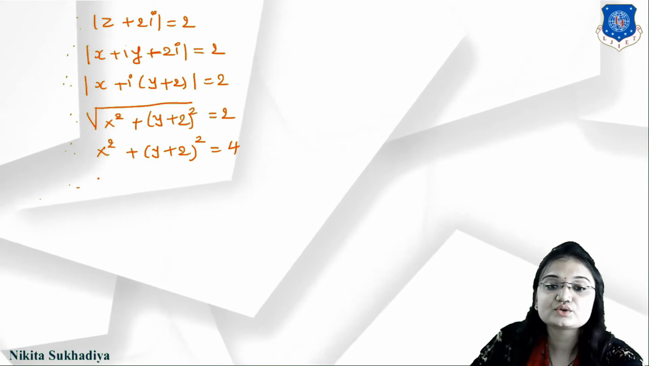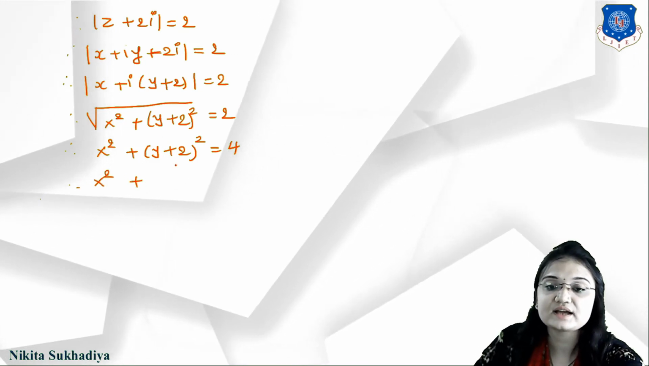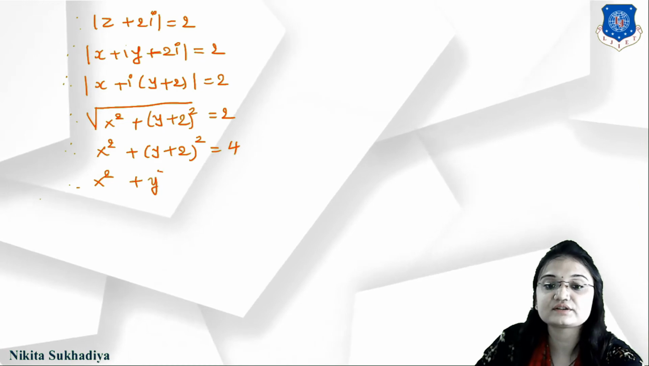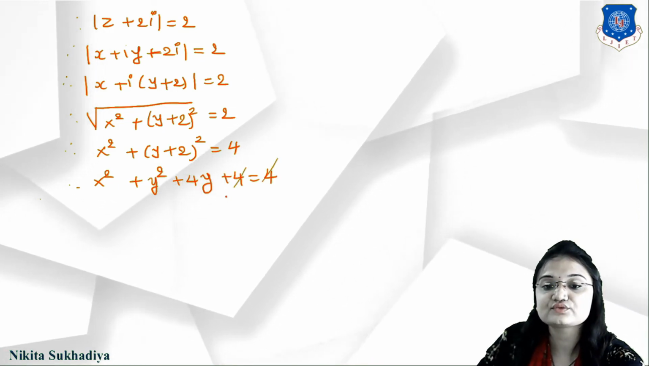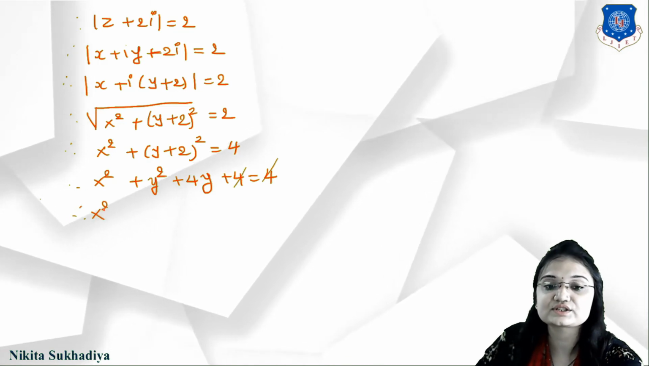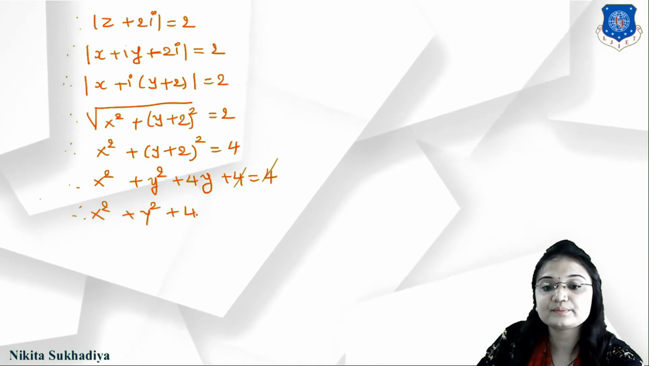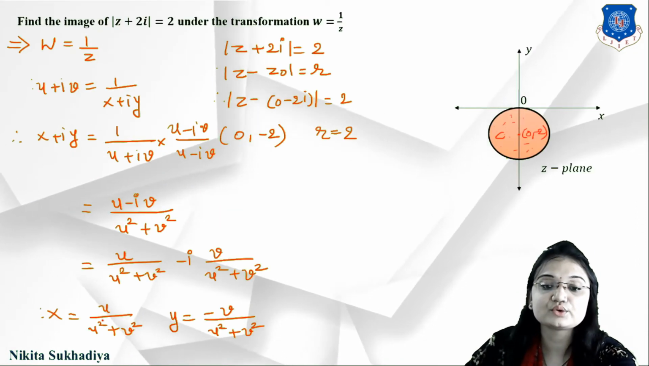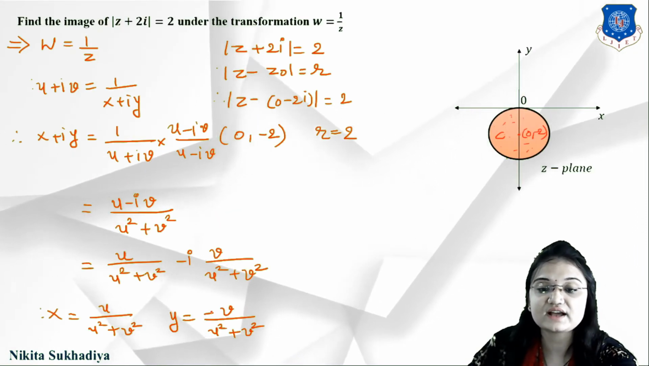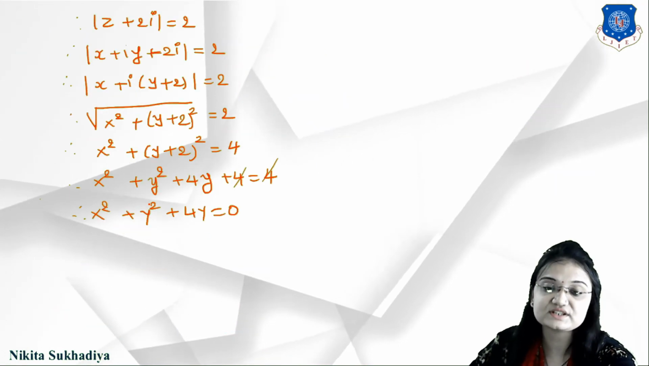Okay, so this is x square, and by solving this we will get y square plus 4y plus 4 is equal to 4, and this 4 cancels out, so we will get x square plus y square plus 4y is equal to 0. Now we can put x is equal to u upon u square plus v square, and y is equal to minus v upon u square plus v square.